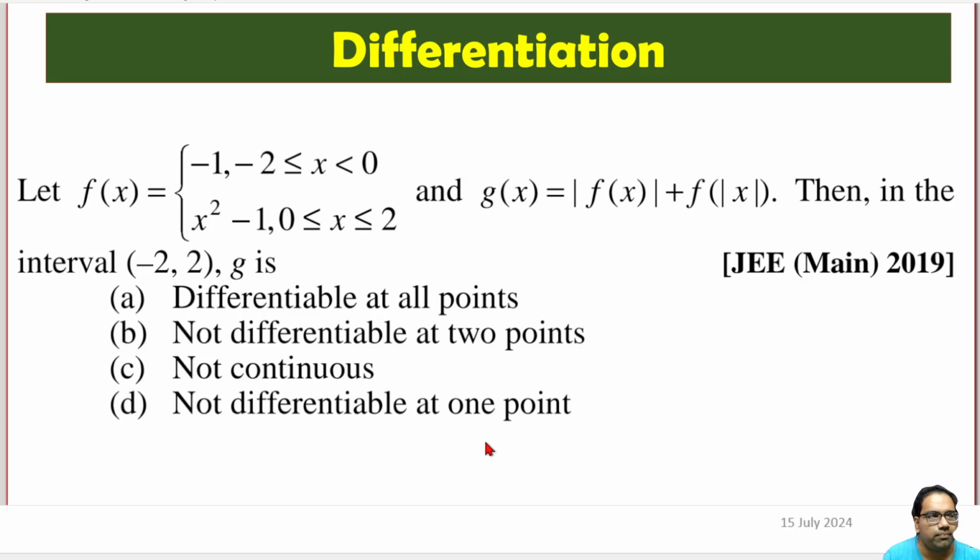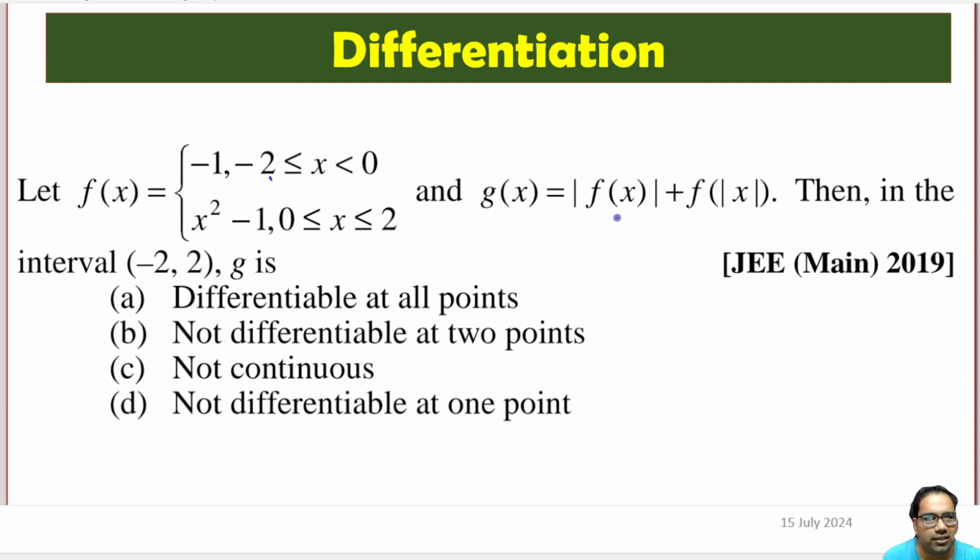f of x equal to minus 1 when minus 2 is less than or equal to x less than 0, and x square minus 1 when x is between 0 and 2. And g of x is absolute value of f of x plus f of absolute value of x. Then we have to find whether this function, this g, is continuous, differentiable, etc.